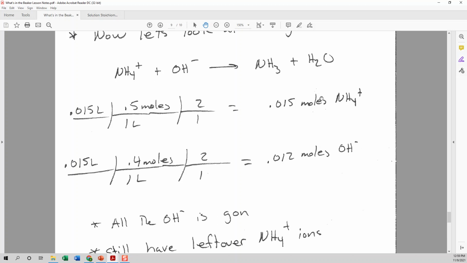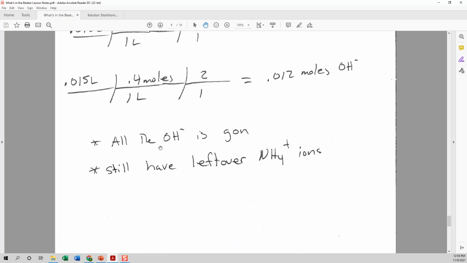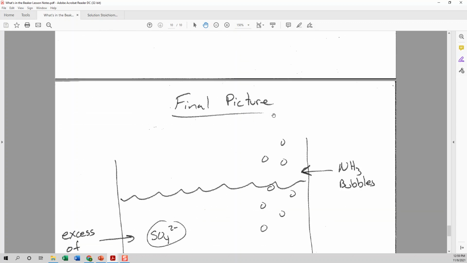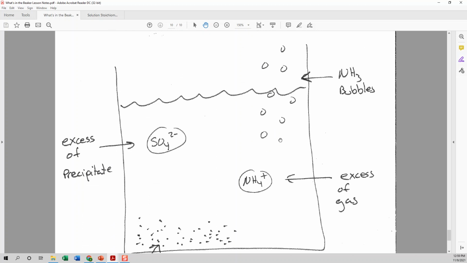So we still have sulfate left over because it's in excess of the precipitation reaction, and we're still going to have ammonium left over because it's in excess of the formation of a gas reaction. All right. So all the OH minus is gone. We still have leftover ammonium ions. So what's the final picture going to look like?